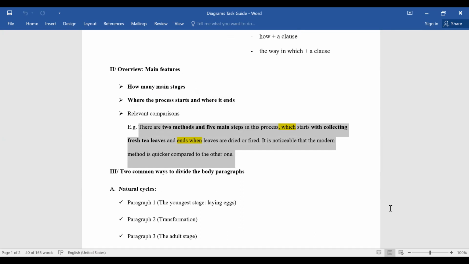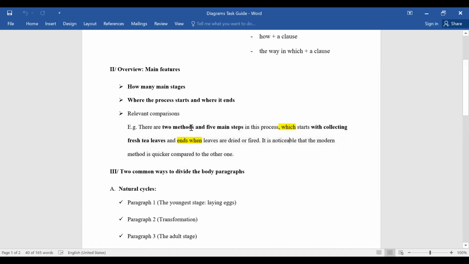There are 2 methods and 5 main steps in this process, which starts with collecting fresh tea leaves and ends when leaves are dried or fired. It is noticeable that the modern method is quicker compared to the other one.